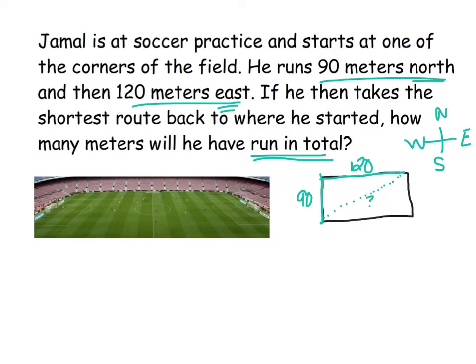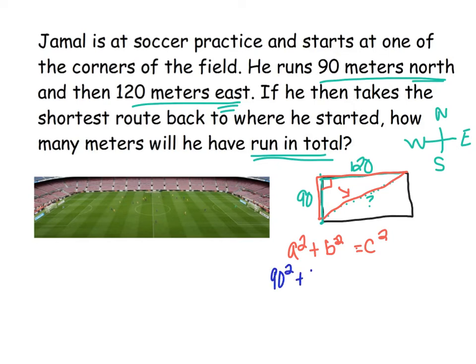I want to know how much he's run in total. So that means I need to add up this line, and his last cross through, which means I'm finding perimeter, which means first I need to find this side of this triangle, which is my hypotenuse, because it's across from that right angle. I know it's a right angle because it's a rectangle and rectangles have right angles. So 90 and 120 are my legs since they form my right angle.